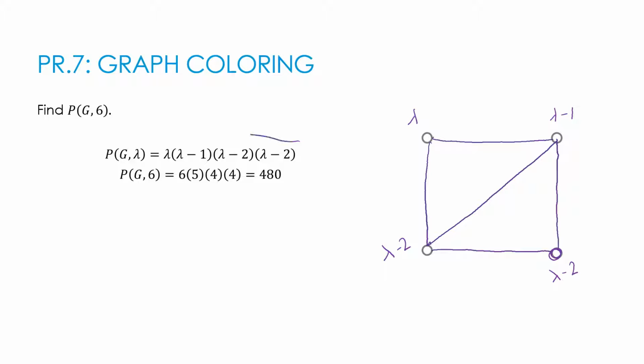So notice in this case I have lambda, lambda minus 1, lambda minus 2, lambda minus 2. And in this one we took it a step further and said, lambda is 6. So if lambda is 6, then I've got 6 times 5 times 4 times 4, or 480 different ways that I could color this if I have 6 different colors at my disposal.